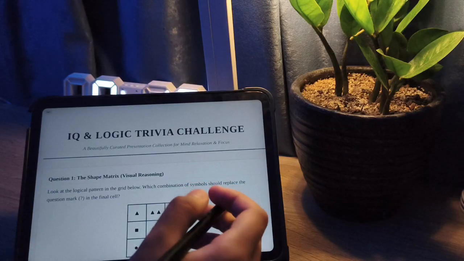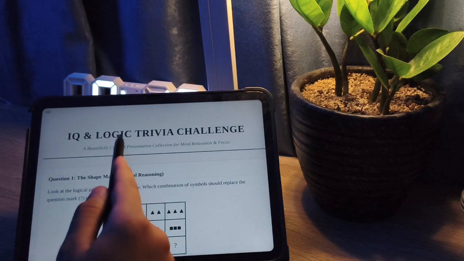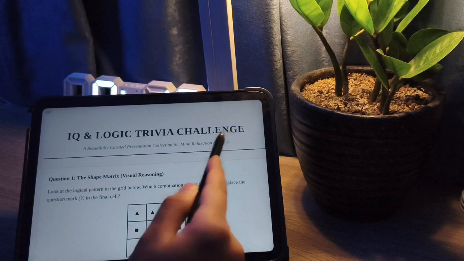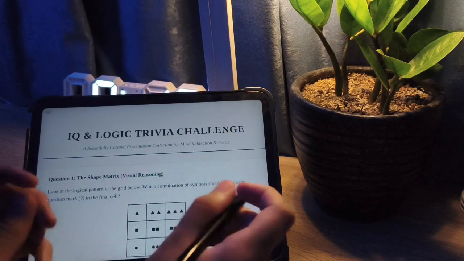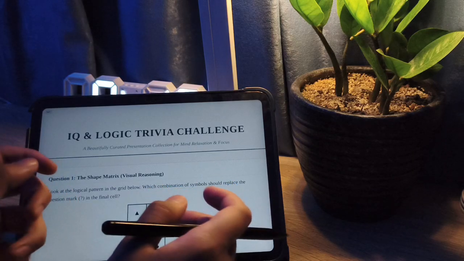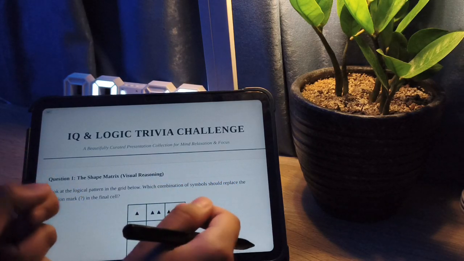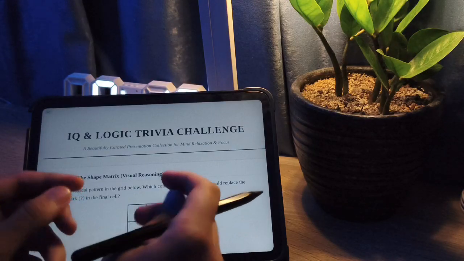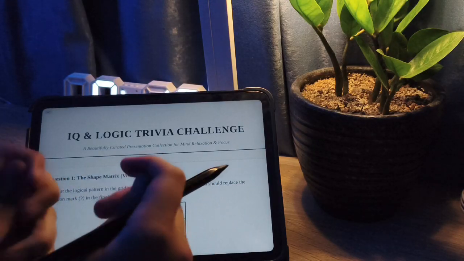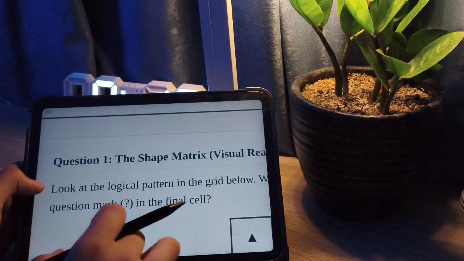Today we are going to play IQ and Logic Trivia Challenge. It's 15 questions. I will give you time for each question to answer, okay? So, let's get started with the first question.